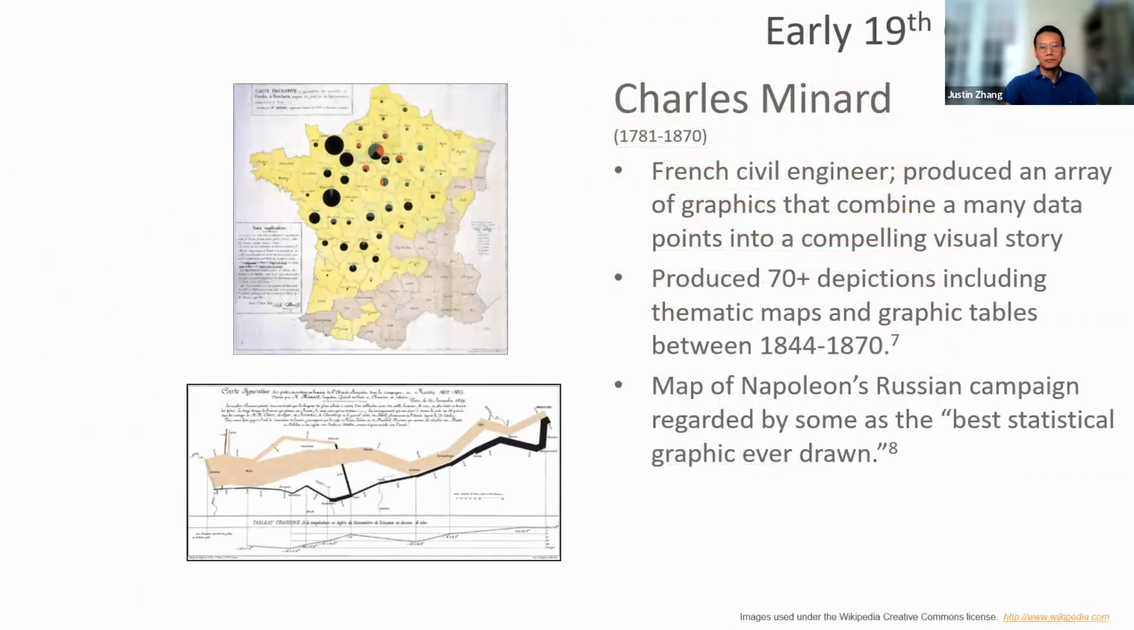Charles Minard is also a well-known person in the field of data visualization, especially for his well-known map of Napoleon's Russian campaign. It was regarded by some people as one of the best statistical graphics ever drawn. We will discuss this map in detail in one of our future classes.